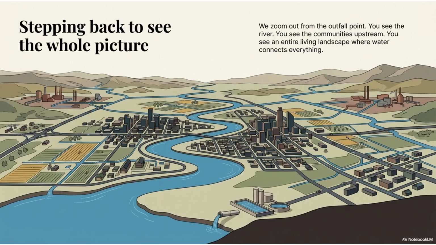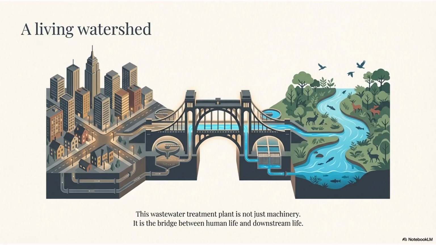Now, one last move. Zoom out. You see the outfall point. This is the point where the effluent enters the receiving water. You see the river. Zoom out more. You see neighborhoods upstream. You see farms, roads, stormwater, industries. Zoom out more. You see a whole watershed, a living landscape where water connects everything. And you realize this wastewater treatment plant is not just machinery, it's the bridge between human life and downstream life.